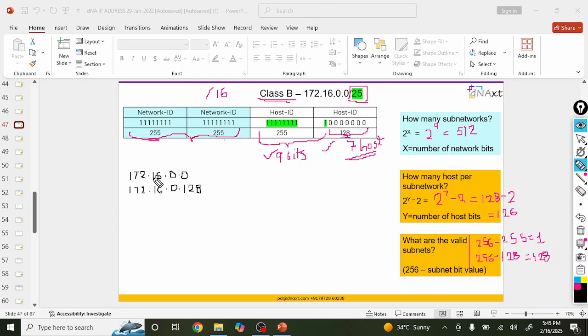So 172.16.0.0, then 172.16.0.128, as there is an increment of 128 in the fourth octet. Now if you add 128 again over here, it will become 172.16.0.256, which is not a valid number for writing our IP addresses. Our range lies between 0 and 255, right? So again adding 128 is not possible.